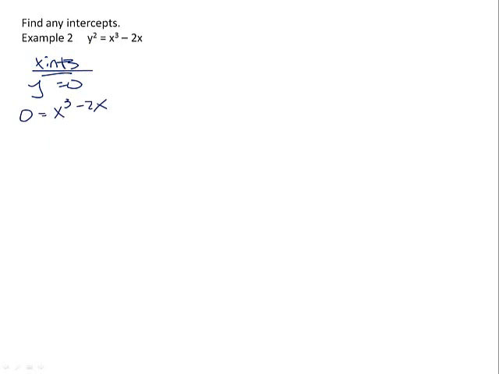So, that looks like I could factor it. So what's the greatest common factor?